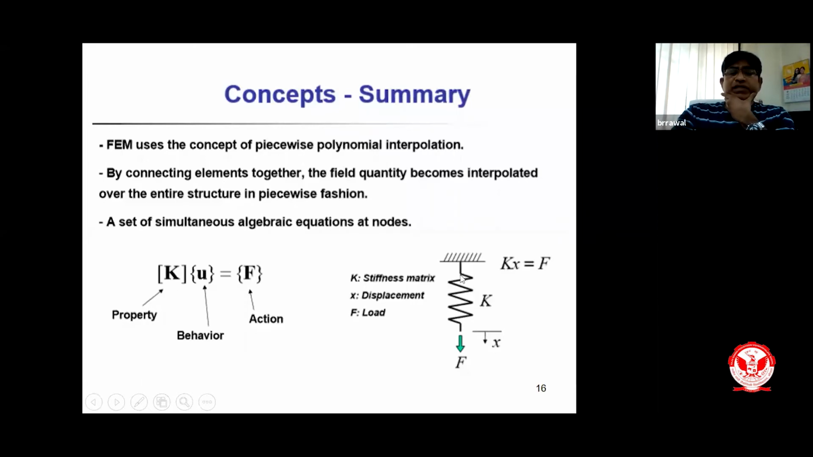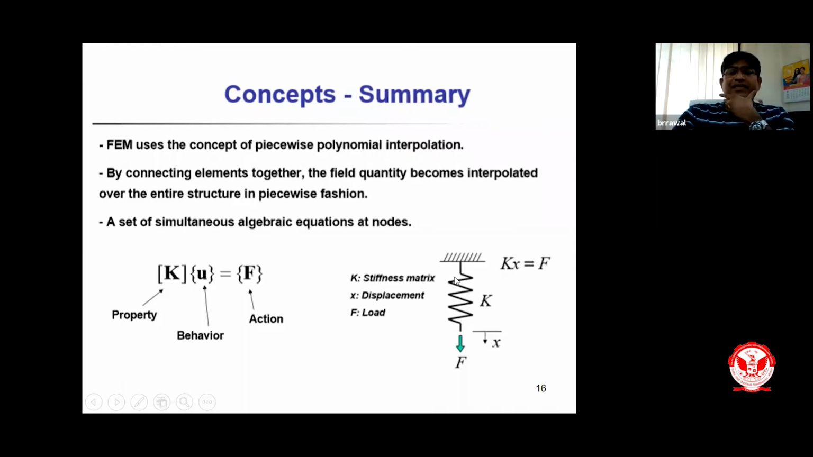Now I am giving an example of how we characterize this element. This is again the equation for FEM. This is the property, which is known. This is the unknown; we want to know the behavior of that element. And this is the action, which is generally an external force.